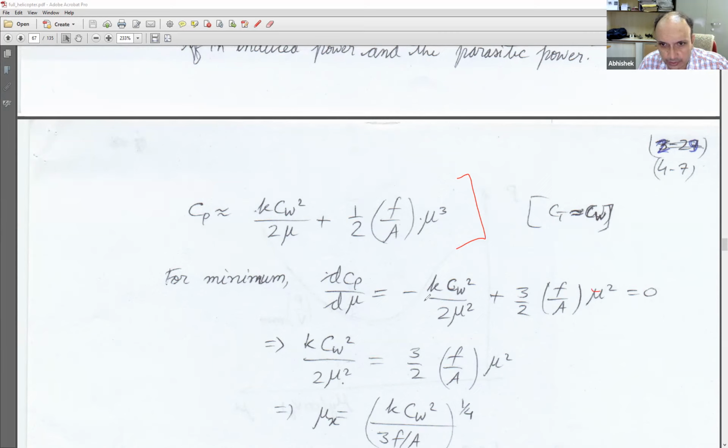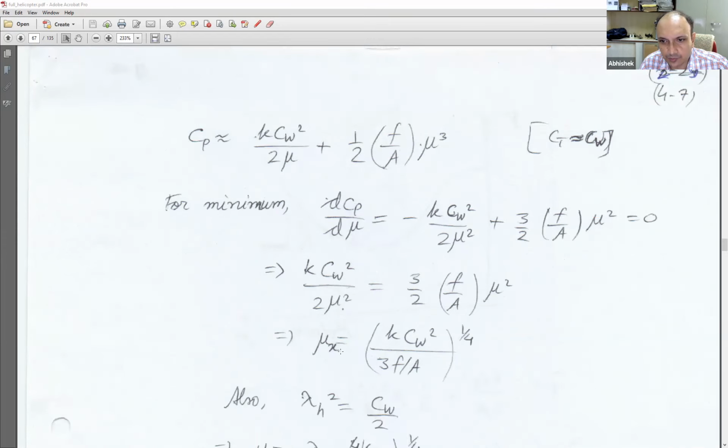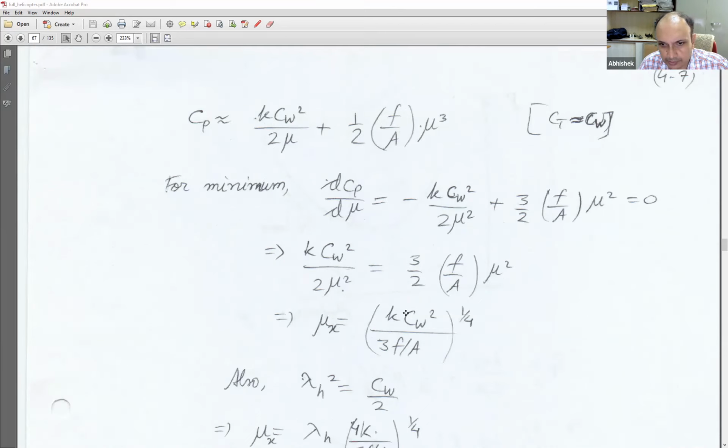So dCp by d mu equals minus kappa CW square by 2 mu square plus 3 by 2 F over A mu square, and kappa CW square by 2 mu square equals 3 by 2 F over A mu square. So now we see this gives me a nice and clean expression in terms of mu to the power 4, and using this particular expression, mu x comes out to be kappa CW square by 3 of F over A, and the entire thing is raised to the power 1 by 4.